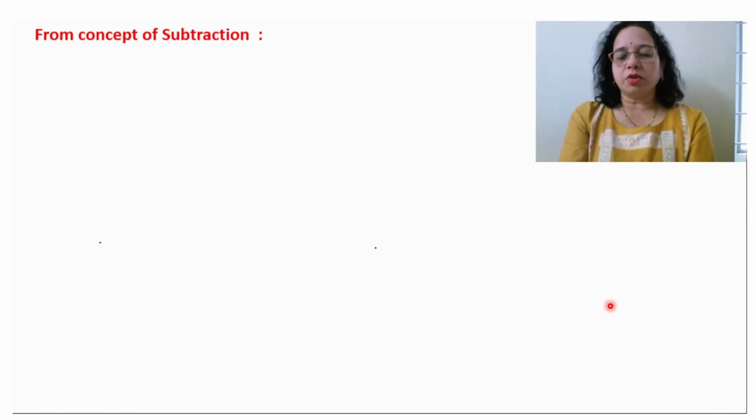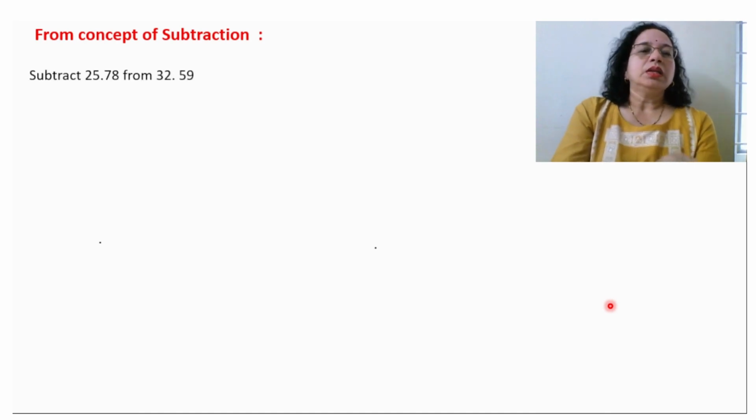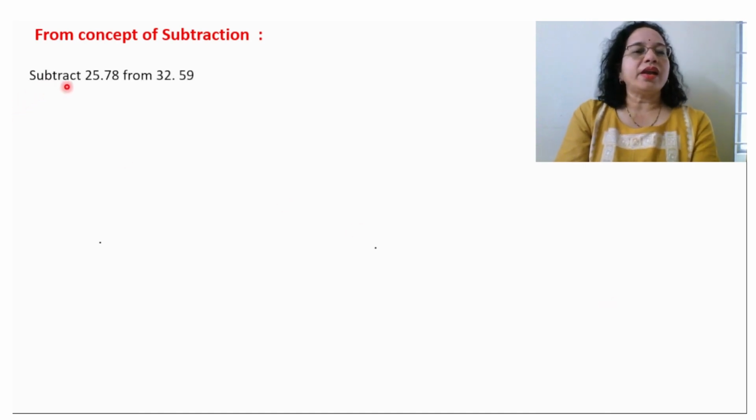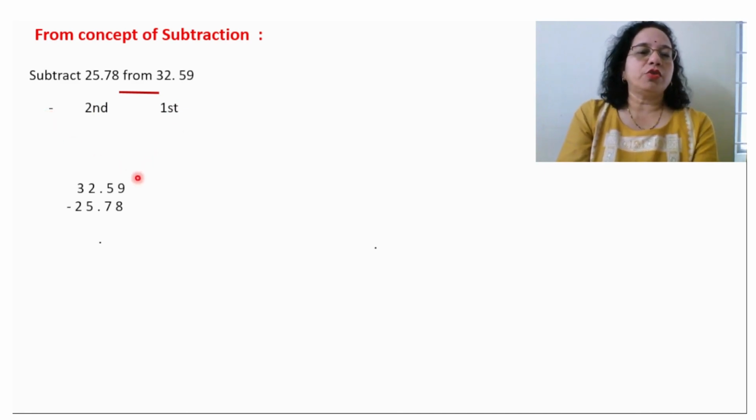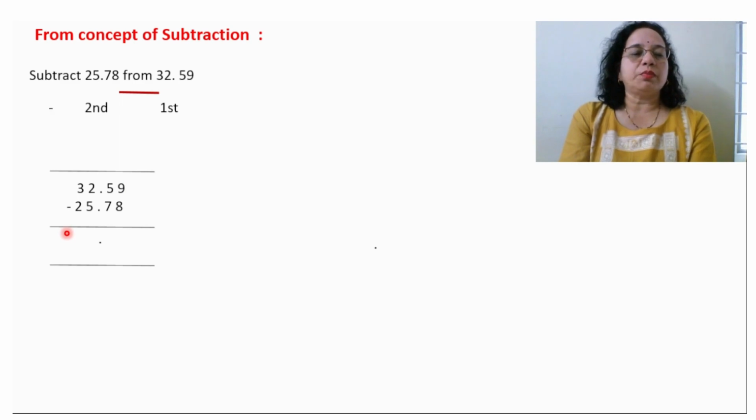Now from concept of subtraction, this is very important concept. So whenever this subtract and from is there, always underline the word from. Whatever number is written after the from, that number always we write down first, then we write down another number, and subtract means we put subtraction sign. So just write down the number 32.59. We will write down first, then we will write down second, and we will put minus sign. And now we will do subtraction.